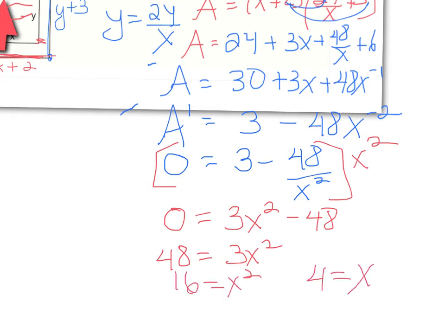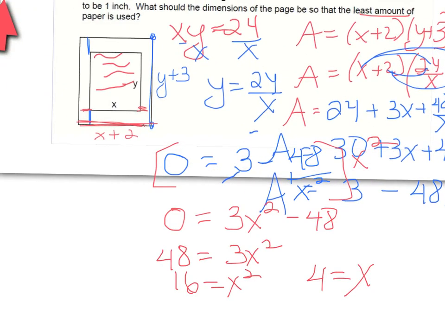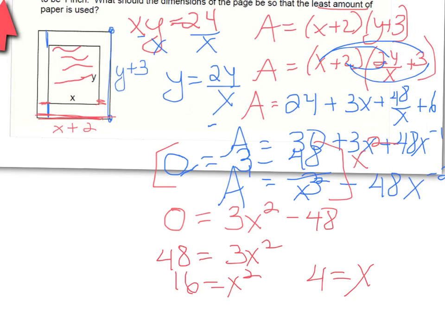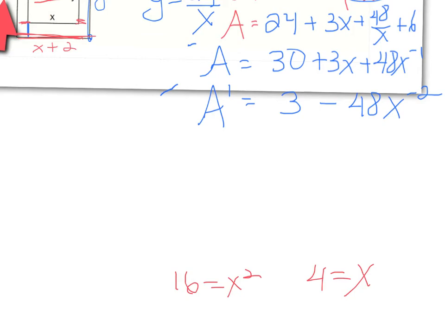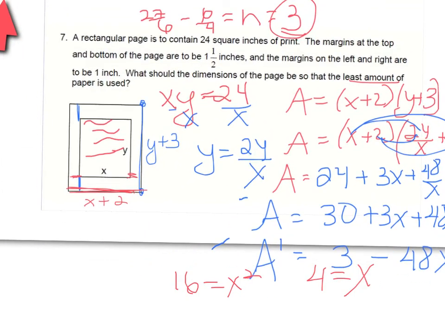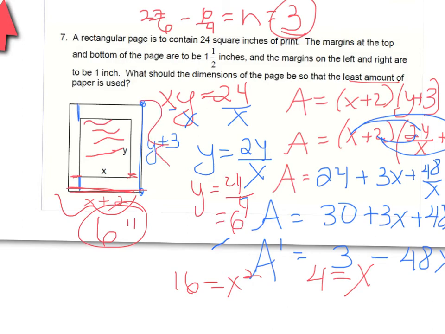So 4 is x. But what does this problem ask for? What should the dimensions of the page be? So that means I need the outside dimension here. So that's going to be 6 inches. But now I need y to be able to find the vertical length. So y is 24 divided by 4, which is 6. So this side is 6 plus 3, which is 9. So it's 6 inches by 9 inches.